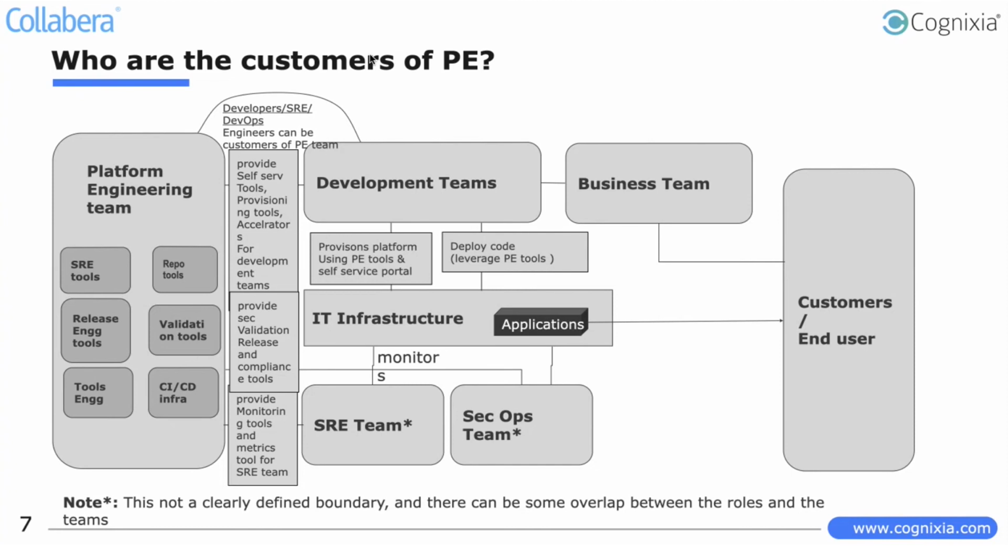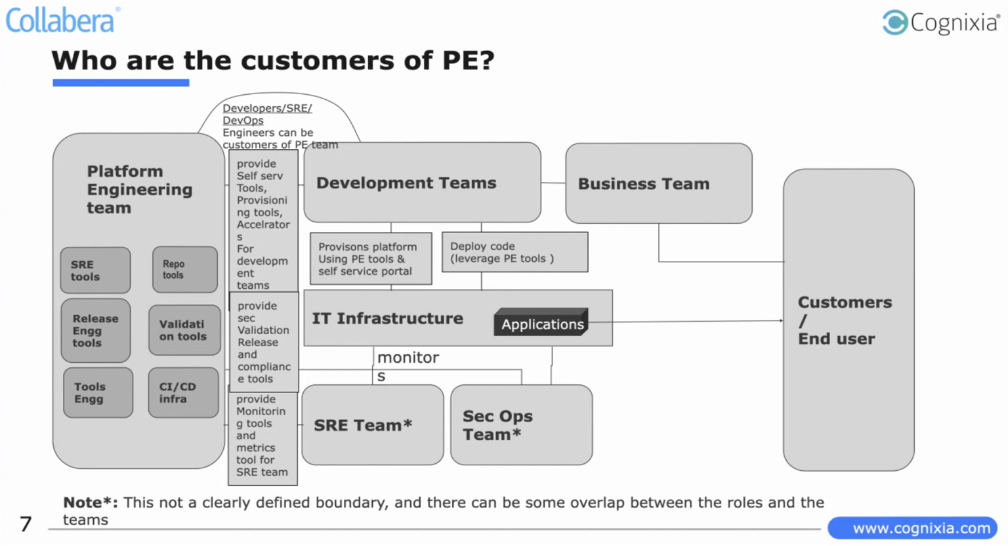So here you can see that the customer for platform engineering is twofold. The end user is obviously a customer of the platform engineering team indirectly, but directly it's mainly the development teams, or the engineering team to be precise. It could be the SRE team who may want monitoring tools, and in the same way the SecOps team might want to monitor the code for any vulnerabilities. And for the Docker image that is deployed, we may need to run some scans, and for that we may need some validation tools, for example. All of that is taken care of by the platform engineering team.